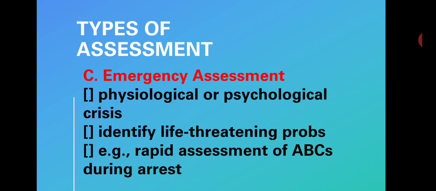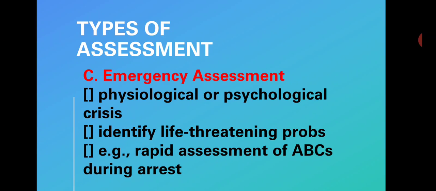Next, emergency assessment. You do this if there is a psychological or physiological crisis. For example, you have a client in the ward. When you get inside the client's private room, you find the client lying on the floor, unresponsive. What you usually do is make an emergency assessment. You check the ABCs. What are the ABCs? A is for airway. So you check the airway of the client. You try to open the mouth.